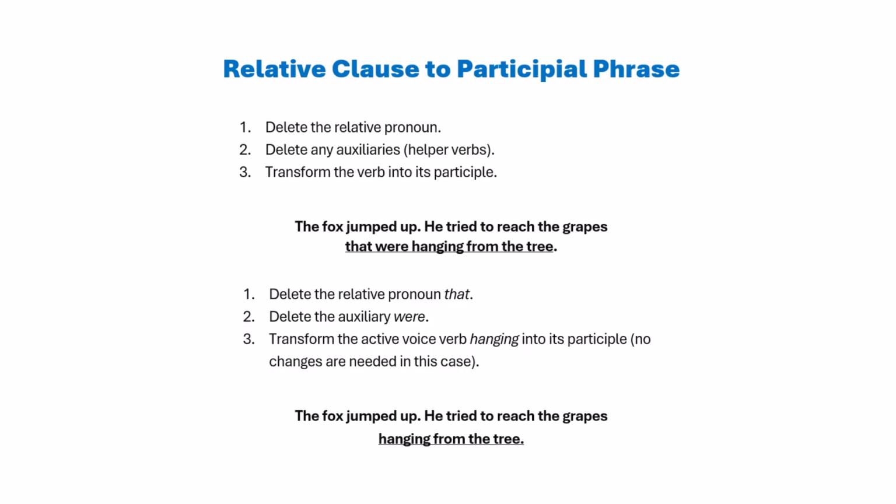The fox jumped up. He tried to reach the grapes that were hanging from the tree. 1. Delete the relative pronoun that. 2. Delete the auxiliary were. 3. Transform the active voice verb hanging into its participle. No changes are needed in this case. The fox jumped up. He tried to reach the grapes hanging from the tree.